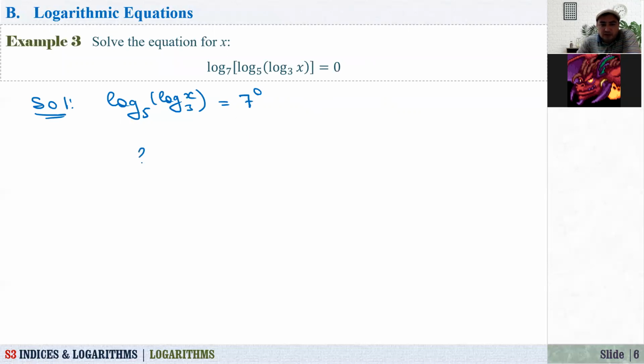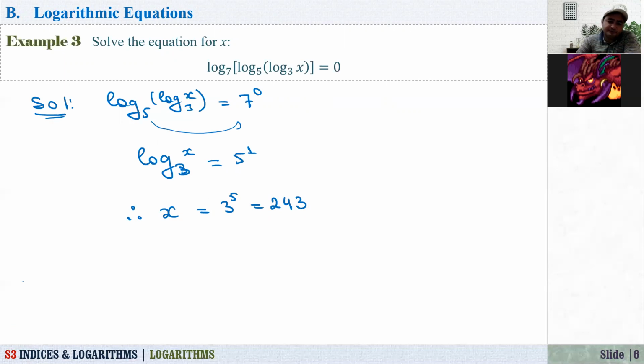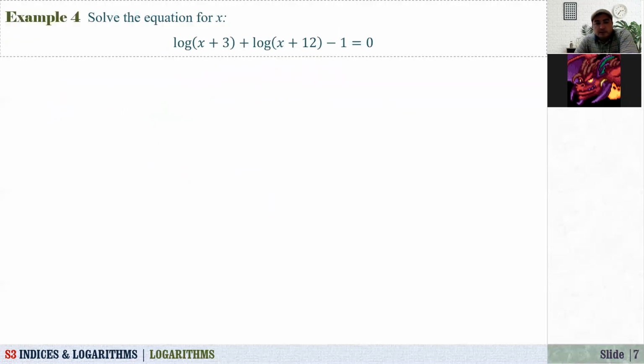Or again, one more time, logarithm of x to the base 3 is equal to, here we have 5, it is 5 to the power of 1. Now from here, what is x? x is equal to 3 to the power of 5, which is 81 times 3, that is 243. So that is the solution of this equation. Solve the equation for x.